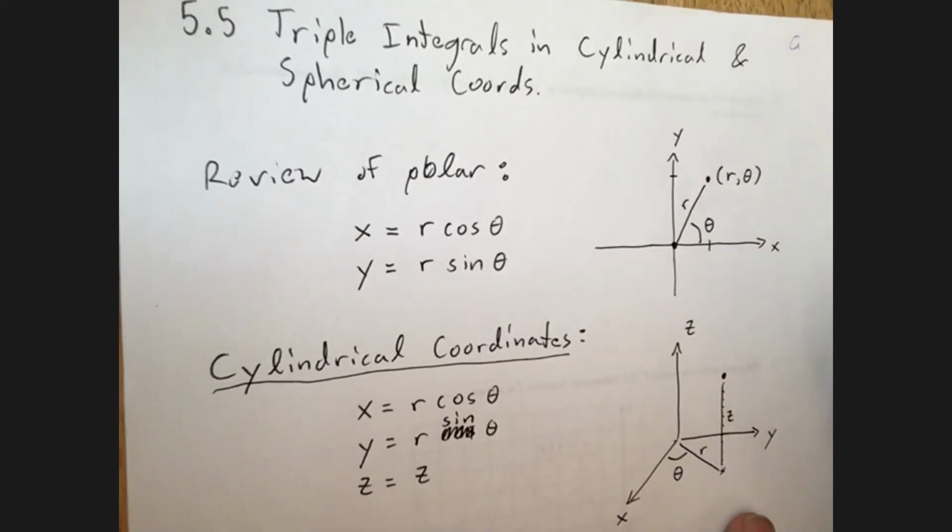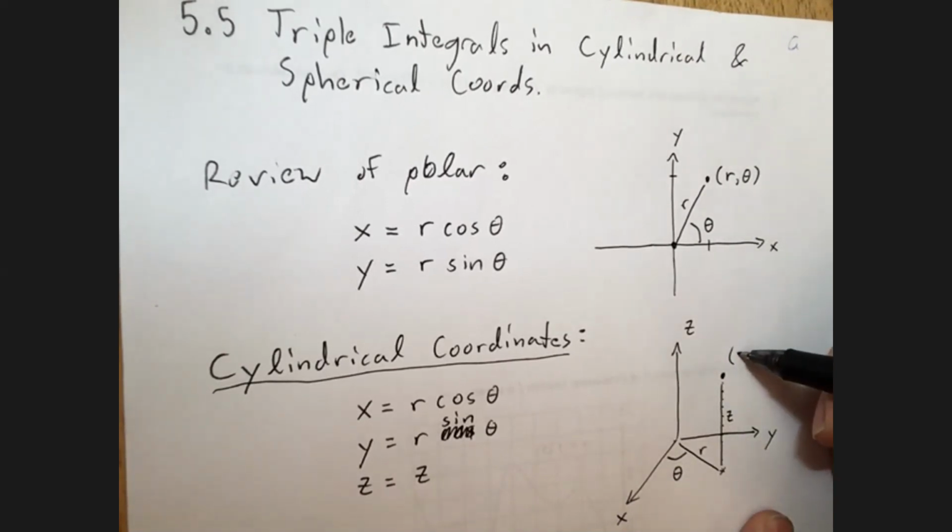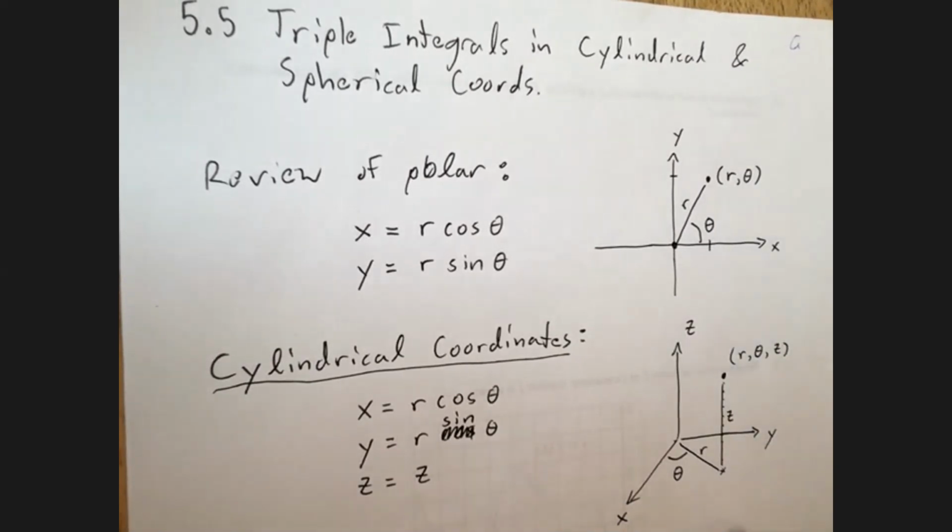All right, so the coordinates are going to be r, theta, z. That's going to specify a point in space using these cylindrical coordinates. We're going to specify how much we have to spin around in the xy plane, how far we have to go out, and then how high we have to go. And that will tell us where that point is.